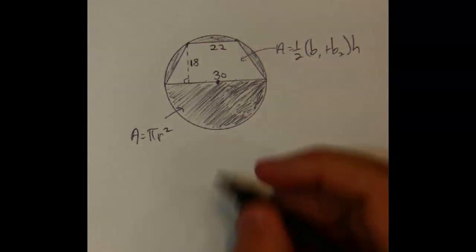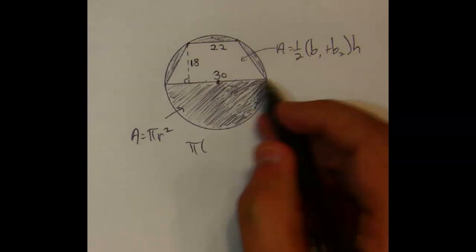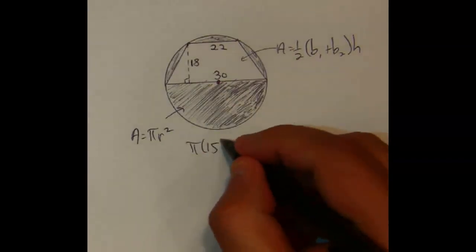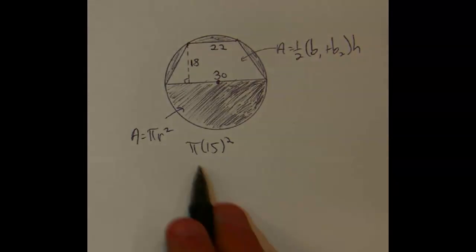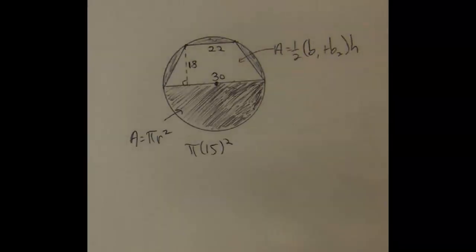So let's find the circle first. So this is pi. Now the diameter is 30. Since this is 30, the radius is going to be 15. Now don't divide that one by 2, because notice that we do not have a semicircle. So this is a circle, so just pi r squared.